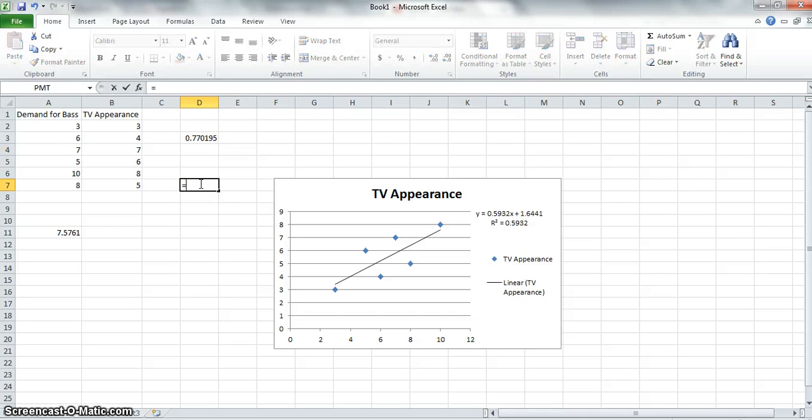Also in Excel you could start typing in correlation, and it says which two variables are we looking to correlate, and we would just type the values for demand and then highlight the values for TV appearance, and we get the same number. This one's a little different than this one because this top one was used from a rounded r squared value. So this would be a more precise answer right here, 0.770208, but they're both the same to 4 decimal places, so that would be good.